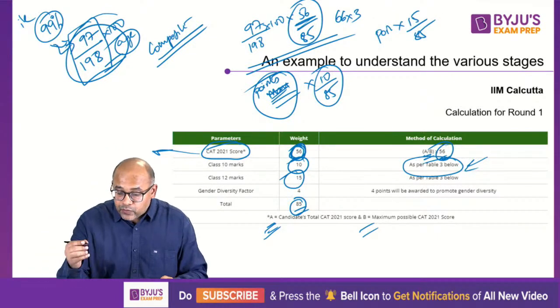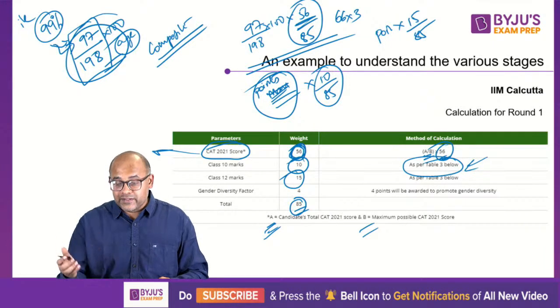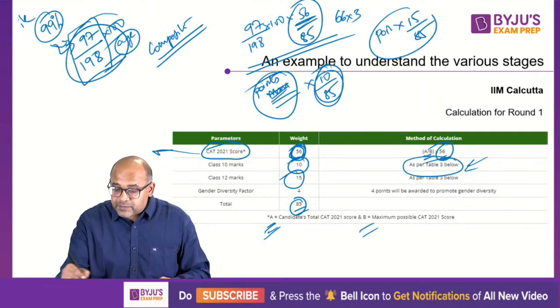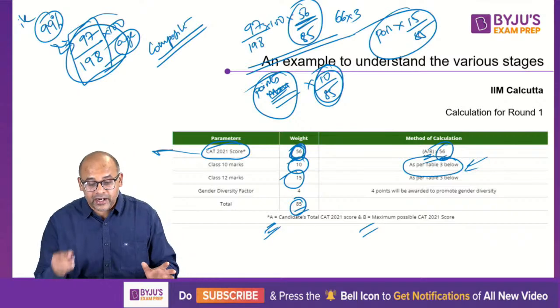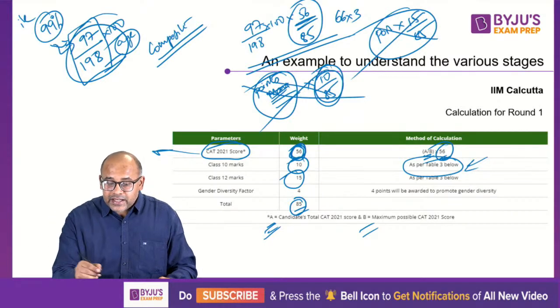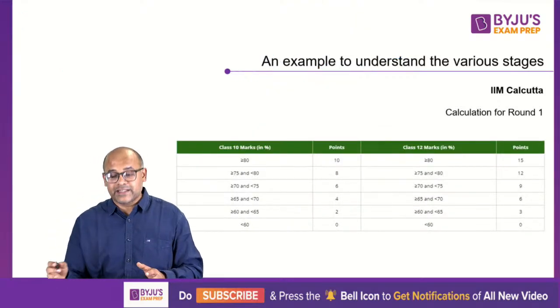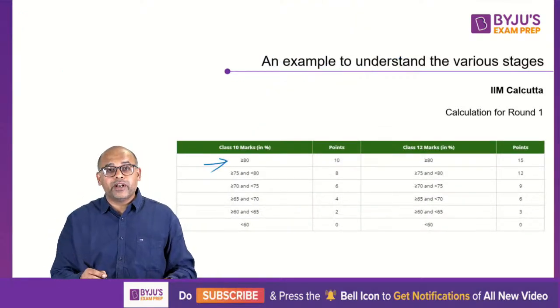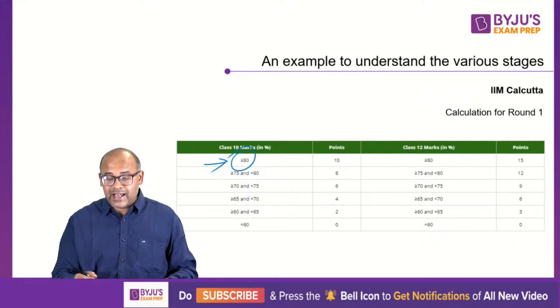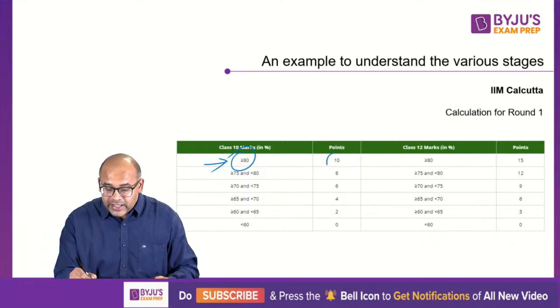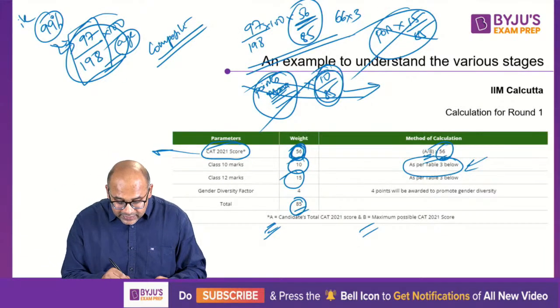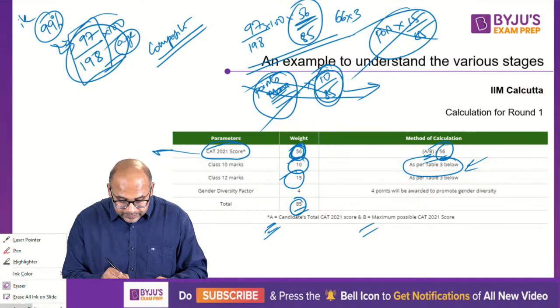Okay, in fact, what they did last year, very easily, because this multiplication is becoming difficult for people to understand, is, if I show you the next table, what they basically said is, look, if you got above 80% in your 10th class, don't do any multiplication, straight away take this 10. So this 10, you'll get full 10.